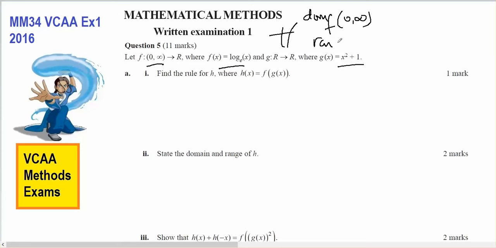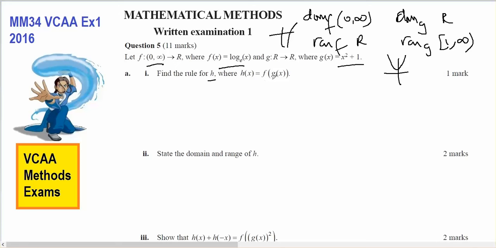So the range of f is all real numbers. The domain of G is all real numbers, and it's a parabola that's been moved up 1 unit. So the range of G is 1 to infinity. Find the rule for H, where H is G inside of F.